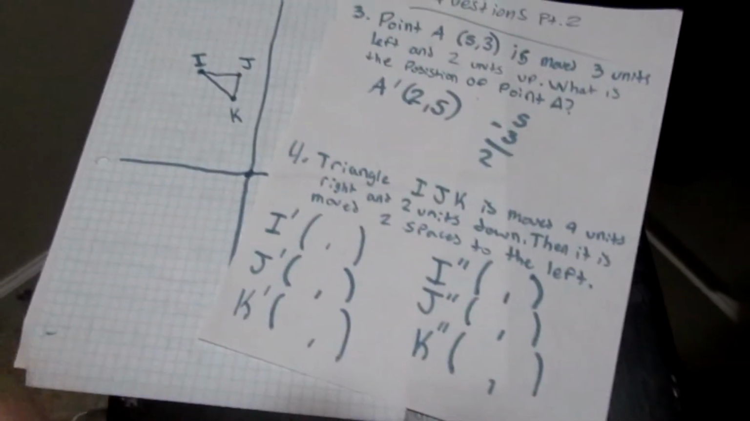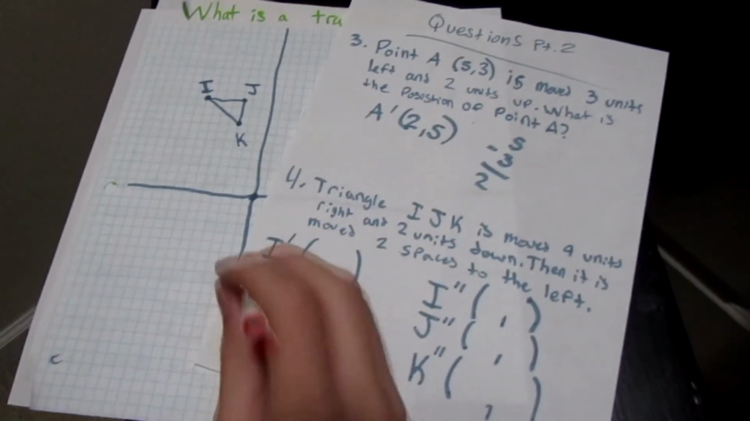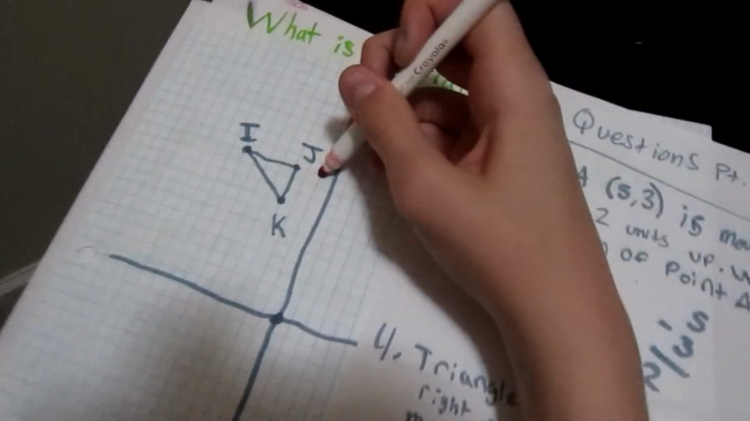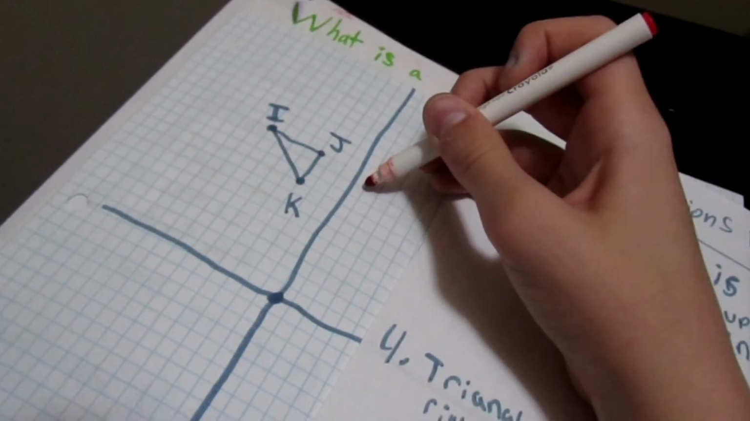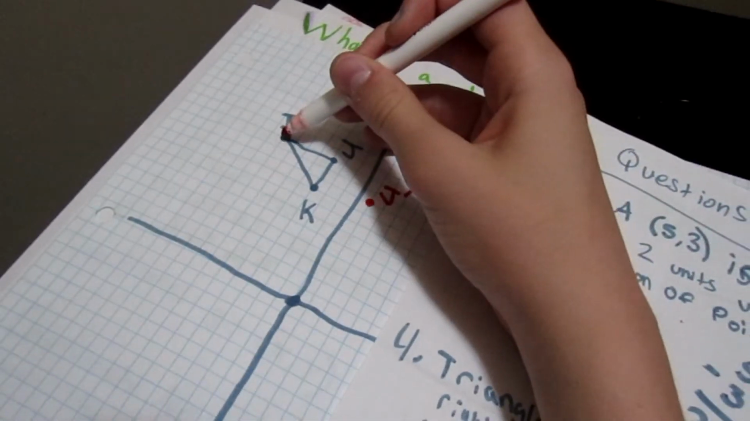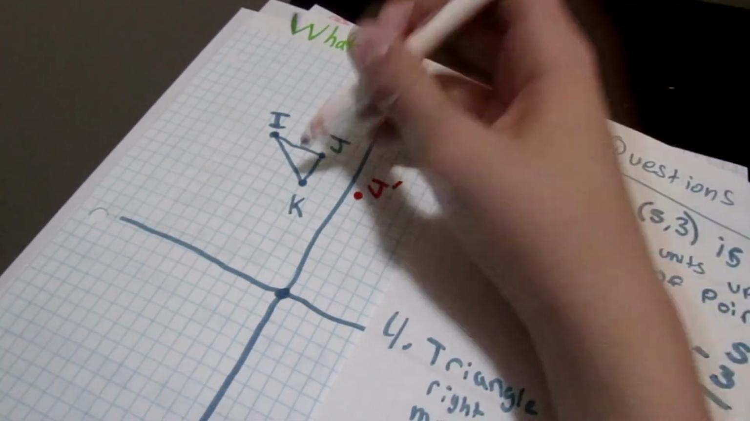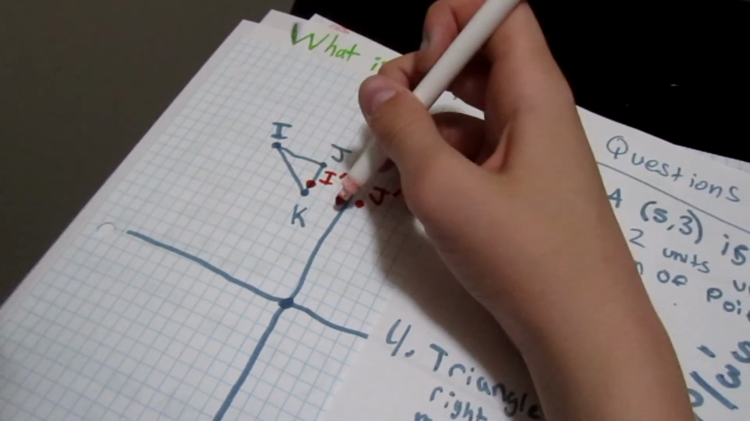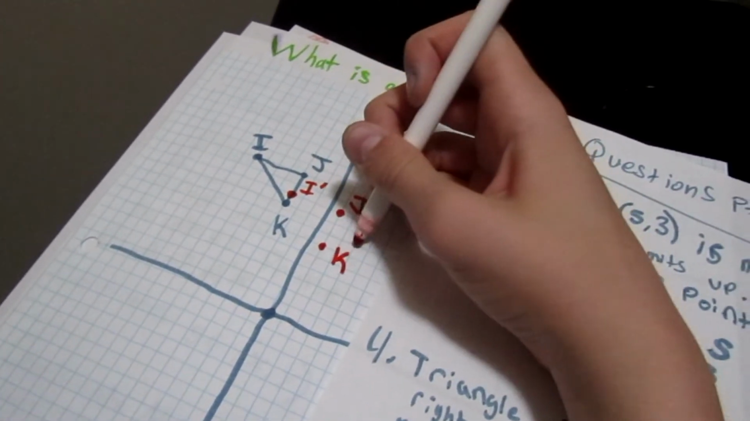We're just going to immediately solve for I prime, J prime, K prime. So we have to move them 4 units right. So we're just going to go 1, 2, 3, 4. And 2 units down. So 1, 2. So this is J prime. Then for I, we're going to go 1, 2, 3, 4, 1, 2. Okay, and this is I prime. Then for K prime, we're going to go 1, 2, 3, 4, 1, 2. And that is K prime.